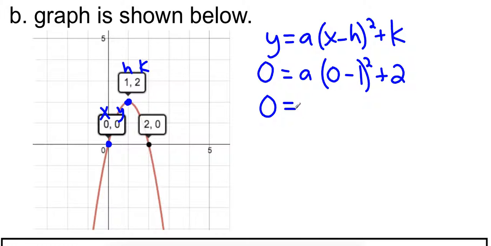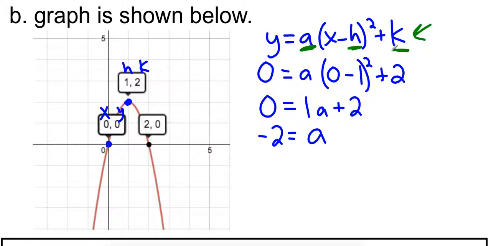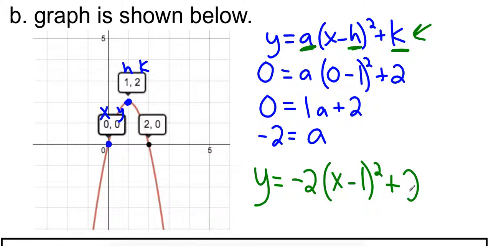So let's see, this is going to be negative 1 squared, which is just 1a. I subtract 2 from both sides. I get a is negative 2. Just remember, you want to go back to this equation, plug in your a, h, and k. And when we do that, we get y equals negative 2 x minus 1 squared plus 2. And again, you can go to Desmos or your graphing calculator, just graph that and make sure that's what matches up. Make sure that's right.